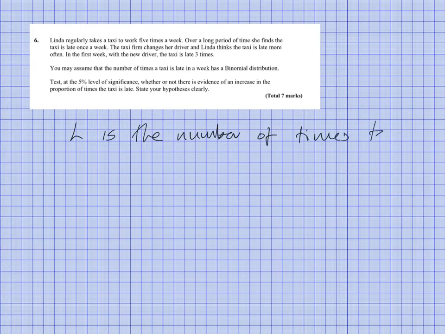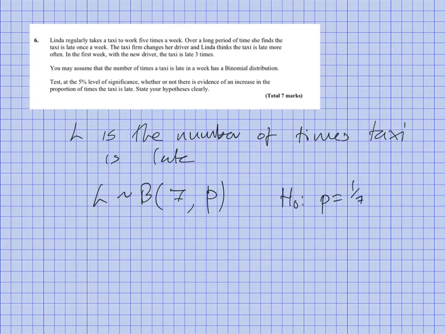Number of times the taxi is late, and L can be modelled as a binomial. And for our test this time, we've only got a week, so that's 7 days, and we can assume the probability is P given. Now our hypothesis H0 is that the probability remains the same at 1/7. The alternative hypothesis in this case is that the probability is greater than 1/7.